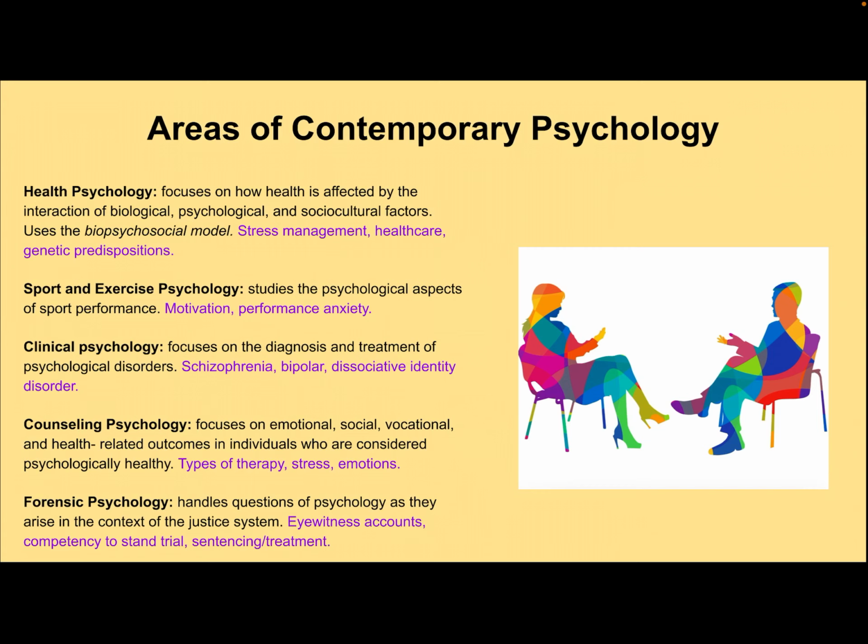All right, a few more areas of psychology. We have health psychology, which focuses on how health is affected by the interaction of biological, psychological, and sociocultural factors. Health psychologists often use the biopsychosocial model, which really focuses on the interaction of all of those things: your biological parts of your body, psychological, mind and behavior, and sociocultural things all working together to affect your health. Some topics in health psychology include stress management, healthcare, and genetic predispositions.